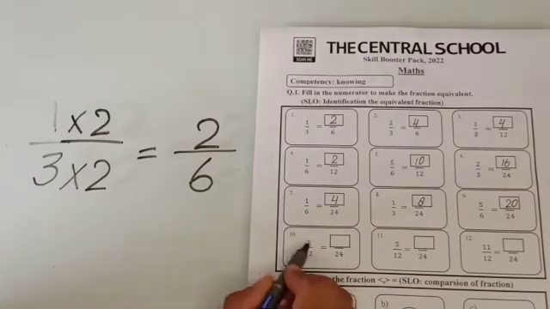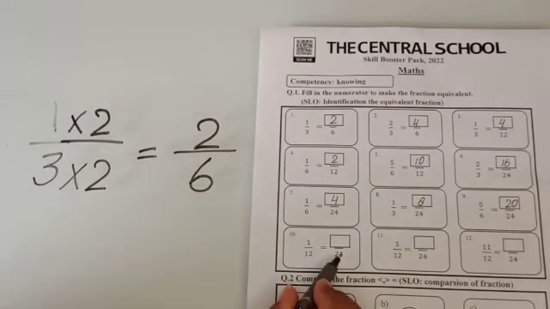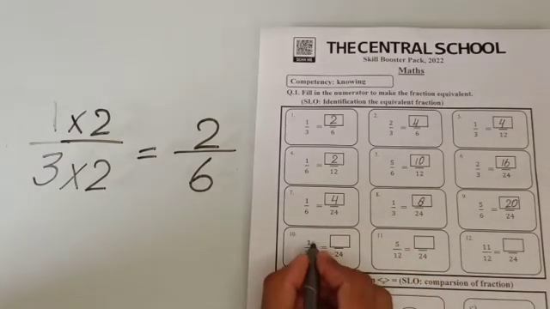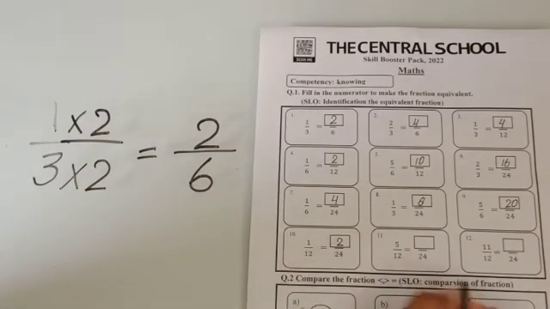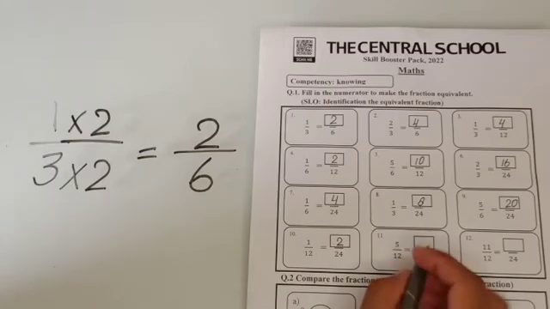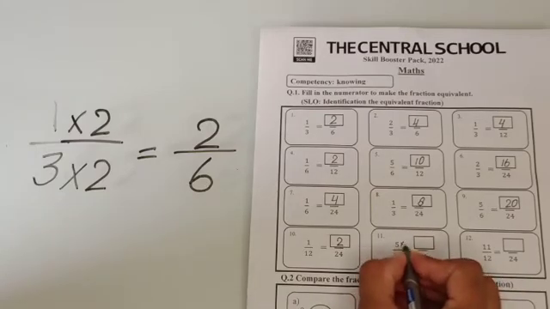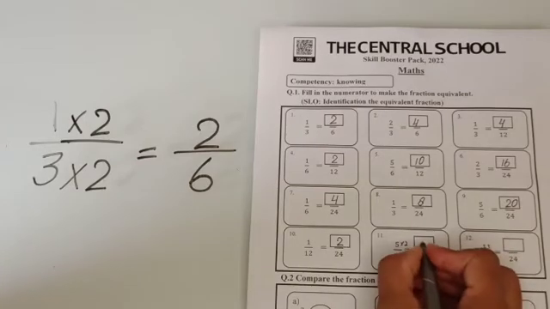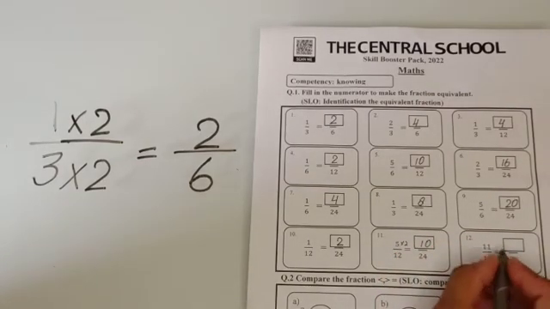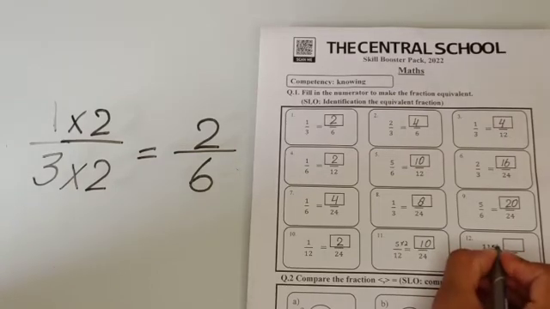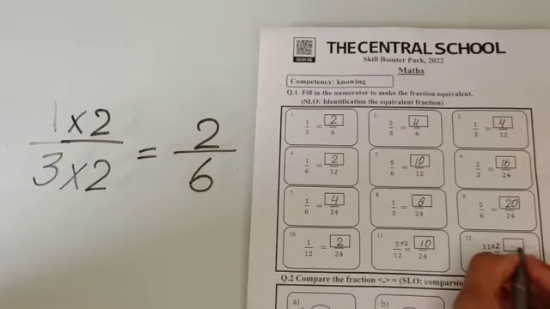In this part we have 1 by 12 and here we have 24. 12 2s are 24. It means 12 is multiplied by 2. So we have to multiply 1 by 2. So 1 2s are 2. 12 2s are 24. So we have to multiply 5 by 2. 5 2s are 10. 12 2s are 24. So we have to multiply 11 by 2. 11 2s are 22.